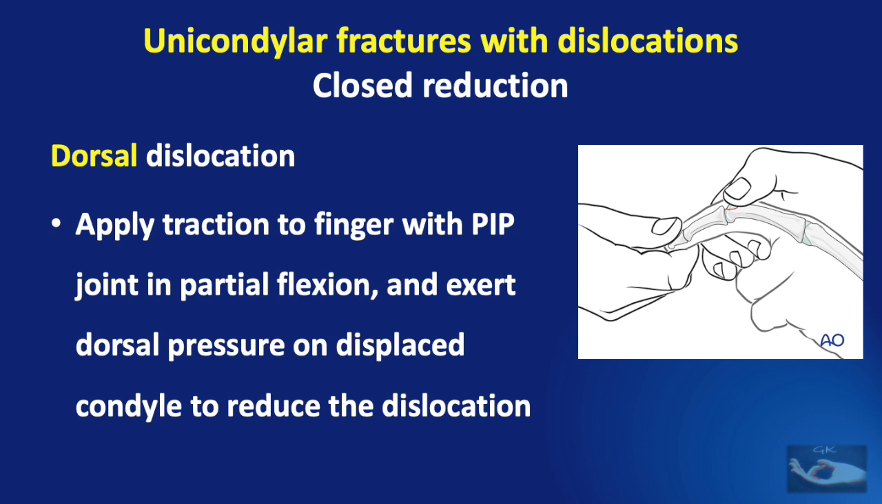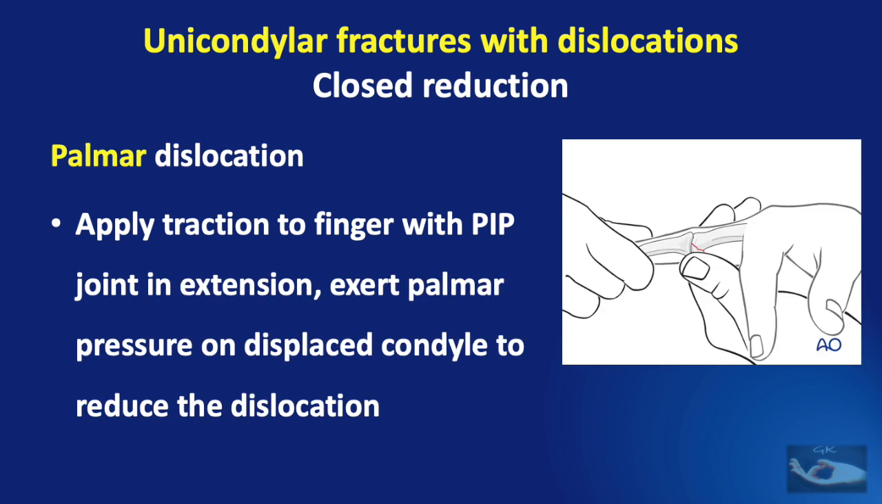To reduce a dorsal dislocation, we need to apply traction to the finger with the PIP joint in partial flexion and exert dorsal pressure on the displaced condyle to reduce the dislocation. And if it is a palmar dislocation, we need to apply traction to the finger with the PIP joint in extension and exert palmar pressure on the displaced condyle to reduce it.